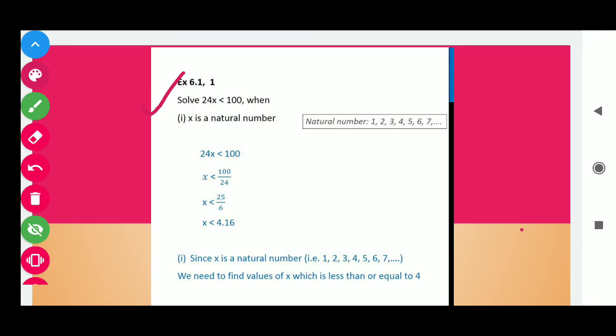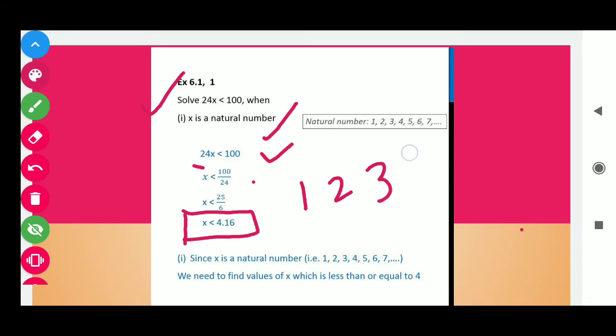So here we have the inequality 24x < 100. Students, solve this one. 24 taken in the denominator, in this way you will get x < 4.16. But students, we have to give the answer in natural numbers, those natural numbers that are less than 4.16. So in this way we get the answer 1, 2, 3 and 4. These 4 numbers are valid for this inequality.